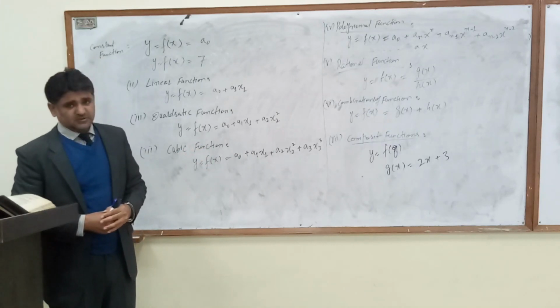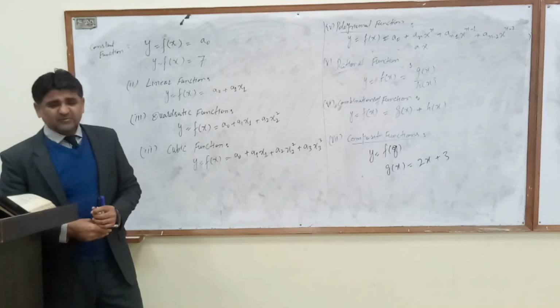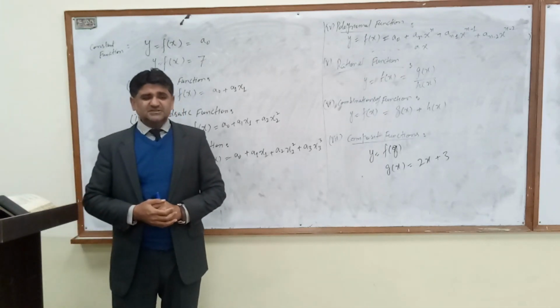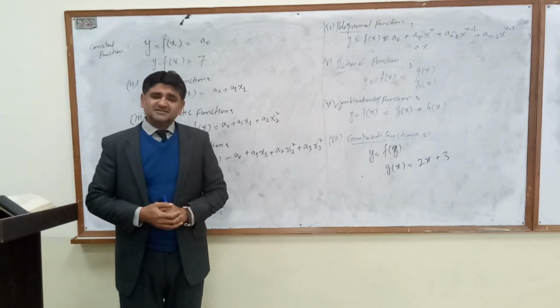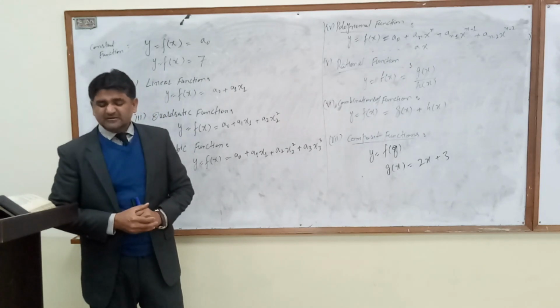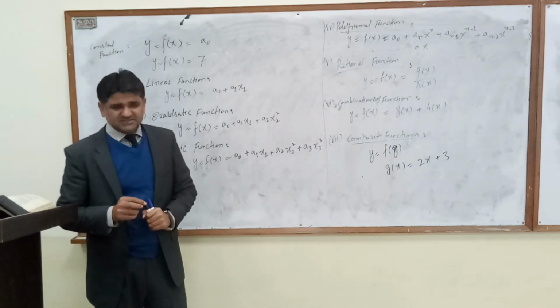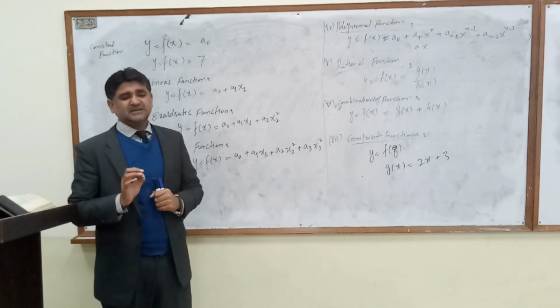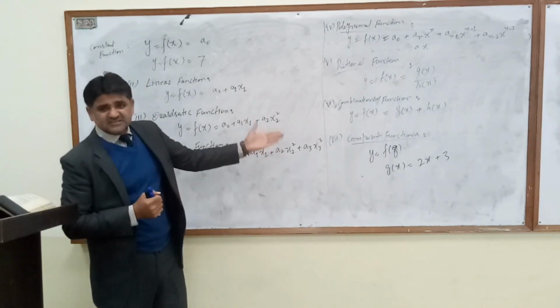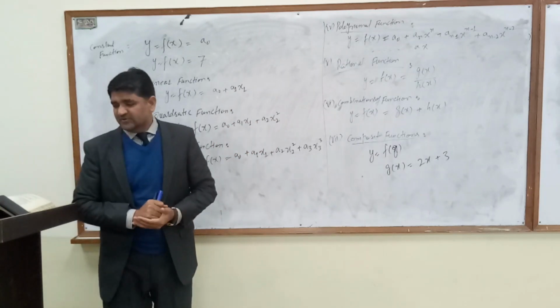Look at question number 2. F of x is equal to minus 24. That is a constant. Then what is the name of the function? Constant function. We can simply say that is a constant function. Keep in mind these definitions and their forms that you have to identify.